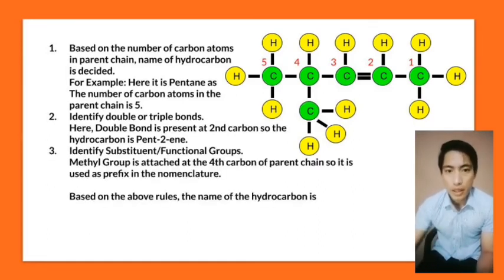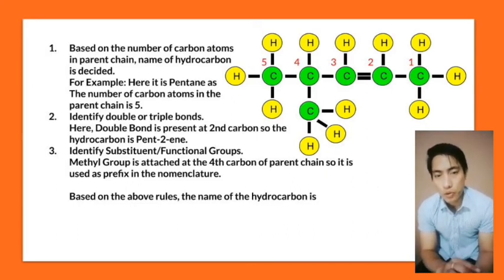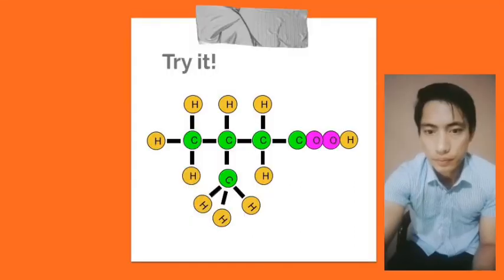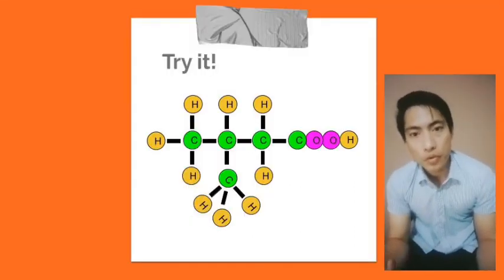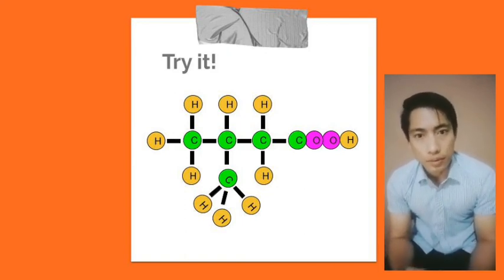So the naming would be 4-methylpent-2-ene. Now how does this 4 come? It is because this methyl group is present at the 4th carbon atom. So the total IUPAC name of this hydrocarbon is 4-methylpent-2-ene. Now I'm giving you an assignment to find out the IUPAC name of this hydrocarbon.